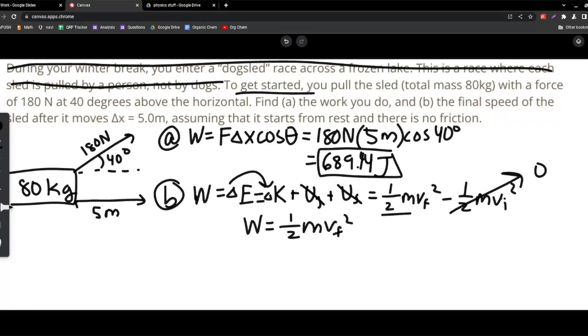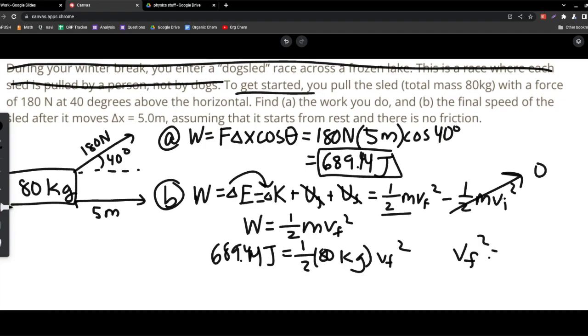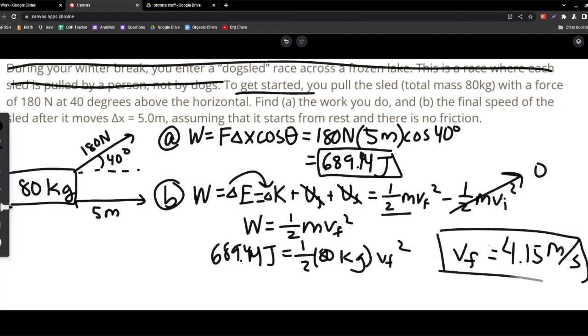And we calculated work, so let's just plug everything we know in. And if we solve for that, we are going to get 4.15 meters per second. And there you go. Now you know how to solve energy problems.